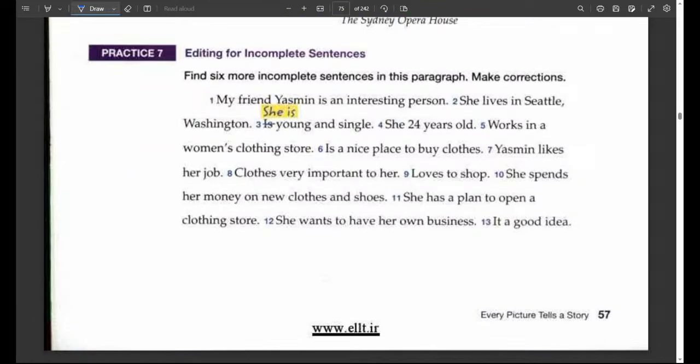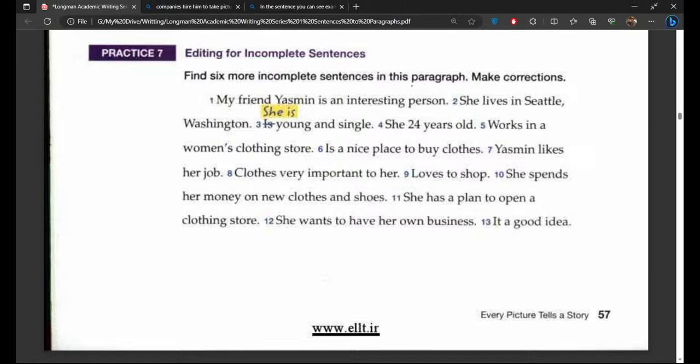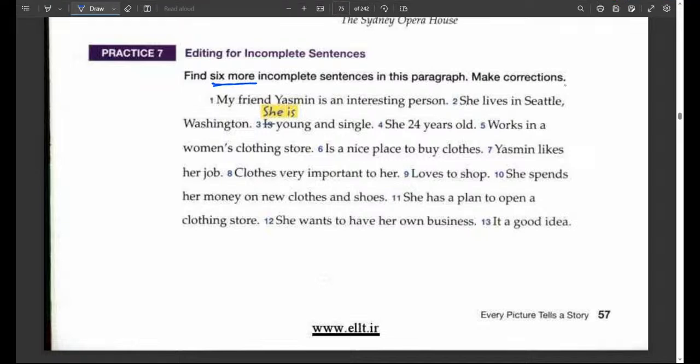Practice 7. Edit for incomplete sentences. Find 6 more incomplete sentences in this paragraph. We have to find 6 more. Make corrections. My friend Yasemin is an interesting person. She lives in Seattle, Washington. Okay, so she is young and single.